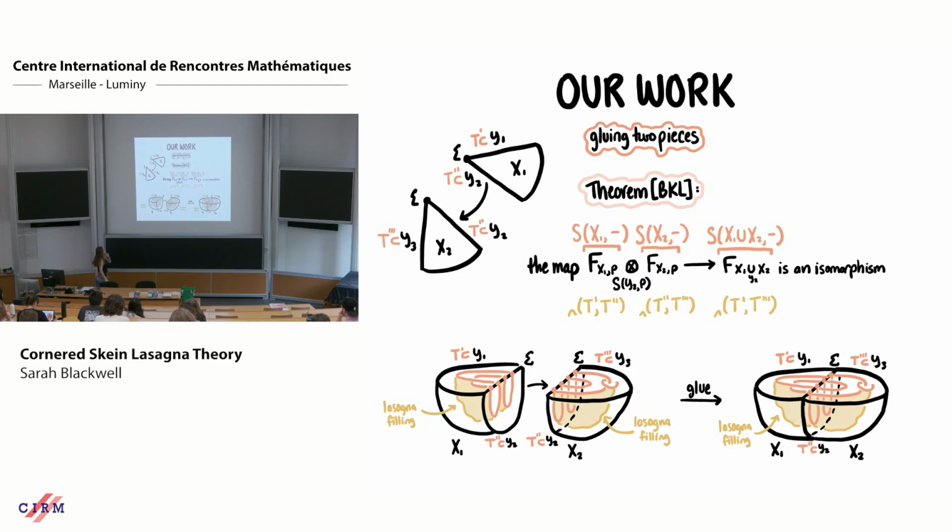Oh, yeah, right. So I was just trying to say, okay, what I have in the orange above are Skein Lasagna modules where I'm inputting links. And I was just trying to denote what things I'm inputting. So the first, we have the Skein Lasagna module of X1. And there I have, and I guess I should have put union signs, not commas, maybe, but there I'm inputting a T prime and a T double prime. And the second one, I'm inputting a T double prime and a T triple prime. And then over here, when I glue it together, I get a Skein Lasagna module with respect to the link T prime and T triple prime. So that T double prime goes away.